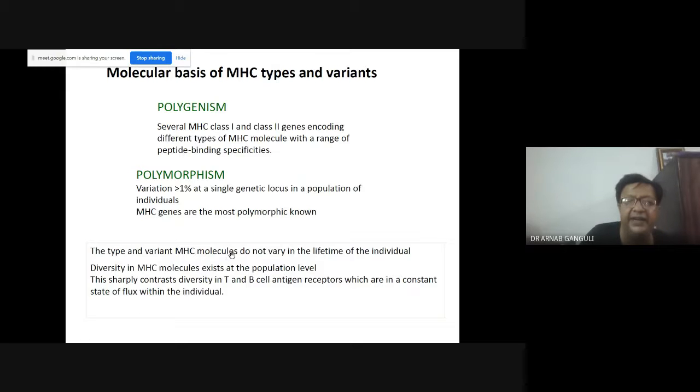The type and variant MHC molecules do not vary in the lifetime of the individual. Diversity in MHC molecules exists at the population level. মানে সব population মধ্যে they are different. This sharply contrasts diversity in T and B cell antigen receptors, which are in constant state of flux.